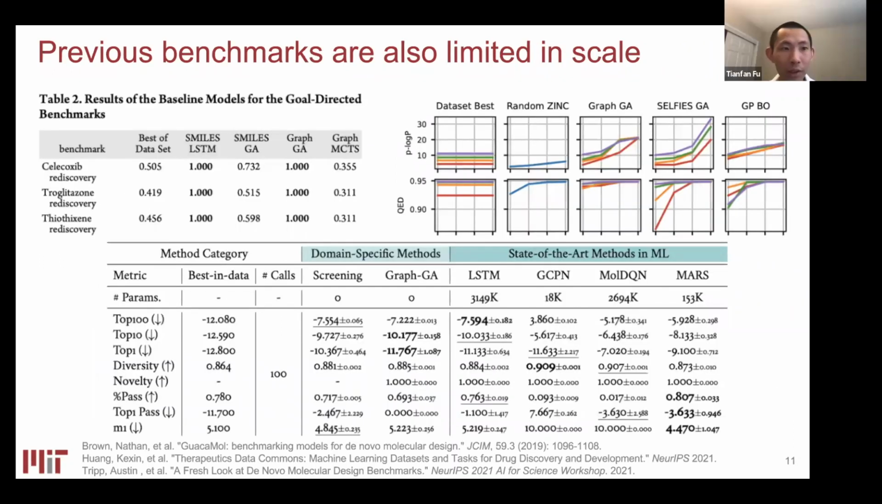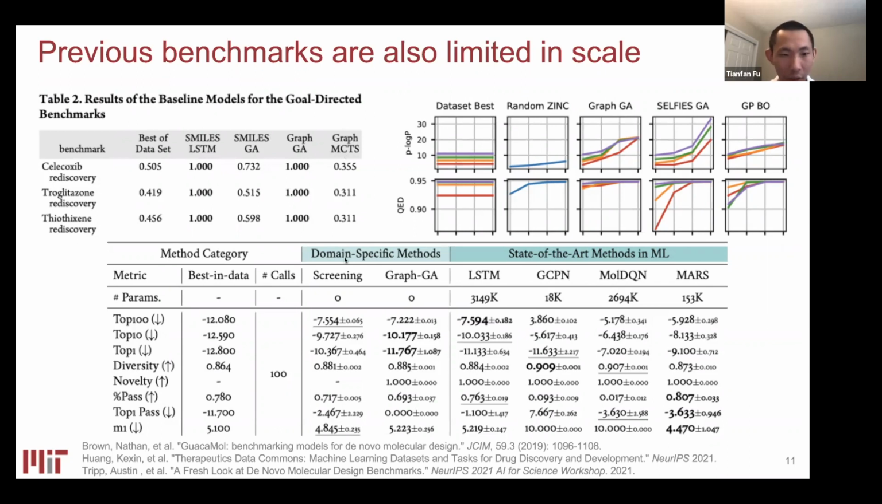We also observed previous benchmarks are limited in scale. For example, the earliest benchmark is GuacaMol, which only consists of 4 machine learning methods, including SMILES LSTM based on hill climbing, SMILES-level genetic algorithm, graph-level genetic algorithm, and graph-level Monte Carlo tree search method.